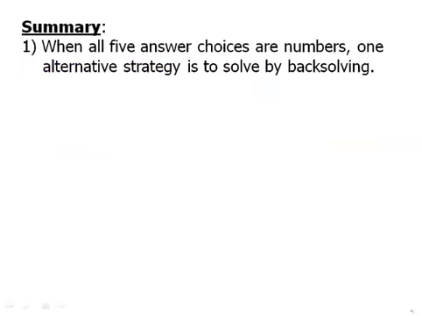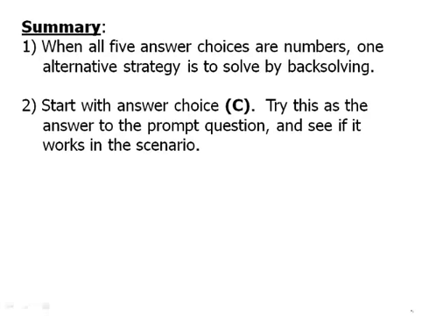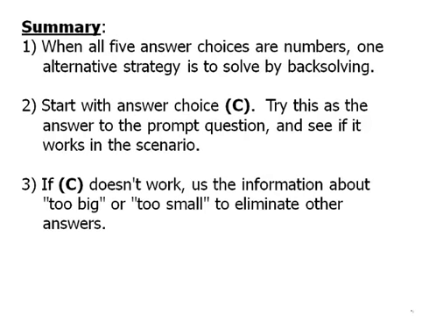In summary, when all 5 answer choices are numbers, one alternative strategy is to solve by back solving. So the very straightforward approach is start with answer C, try this as the answer to the problem and see if it works in the scenario. If C doesn't work, the information about too big or too small will allow us to eliminate other answers.